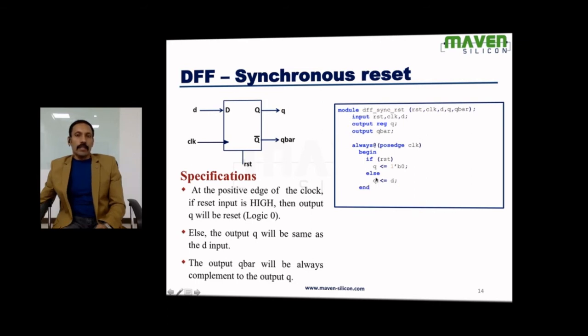And whenever Q changes, we want to toggle Q bar, right? So we are using assign. Q bar equal to not of Q. So whenever event happens on Q, automatically it produces Q bar.